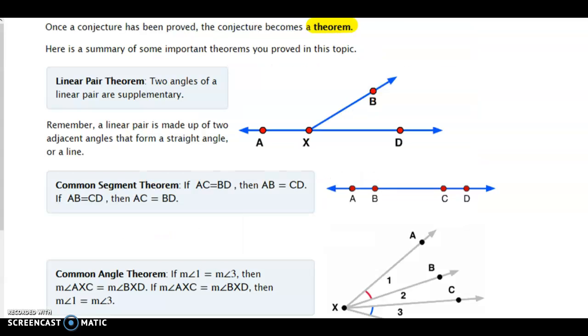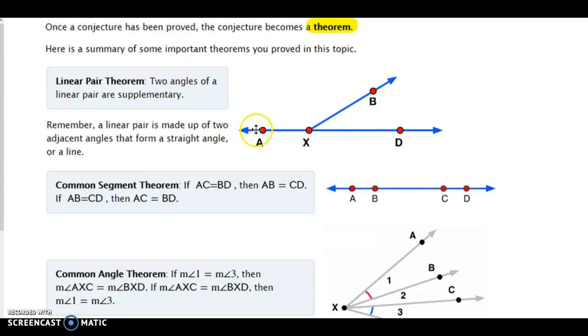Remember, once a conjecture has been proven, we call it a theorem. And we have learned several theorems in topic 4. One is the linear pair theorem. Remember, by definition, a linear pair is 2 adjacent angles. That just means they're next door to each other and share a side. They're 2 adjacent angles that form a straight angle together.